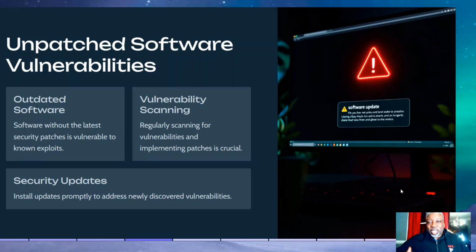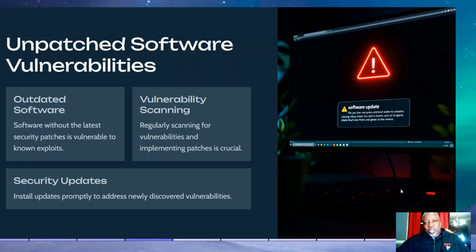So when software is not patched, it opens up vulnerabilities in your network. Like I said earlier, this may not be a top 10 OWASP software or application vulnerability type thing, but unpatched software, which has some similarity to some of those, can cause network attacks to take place. So here you can say outdated software.